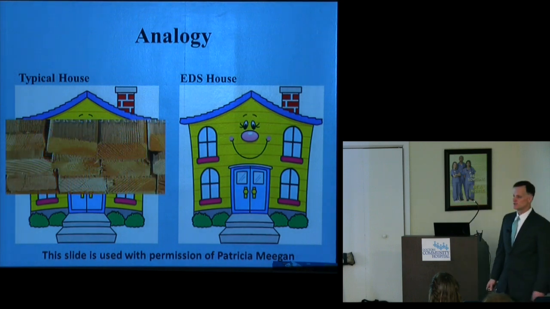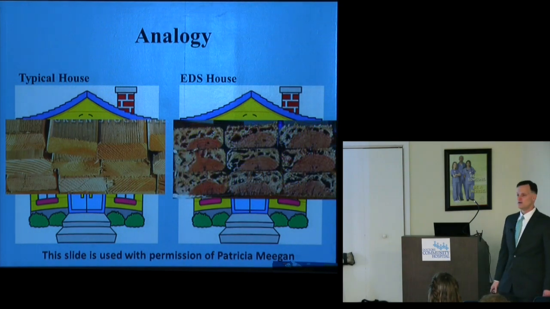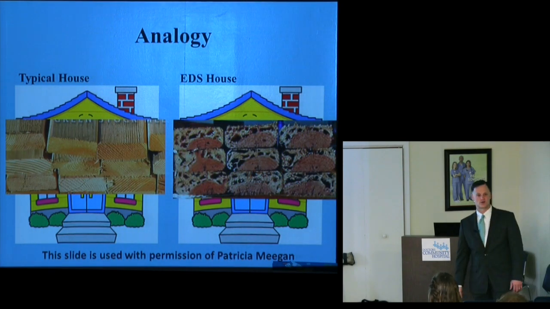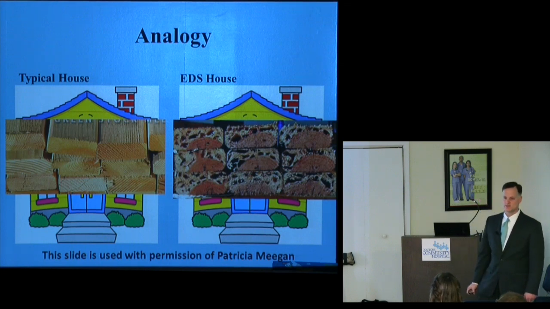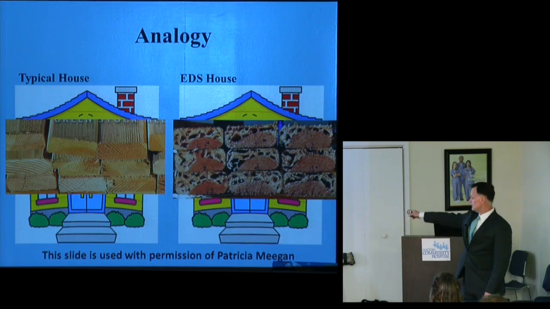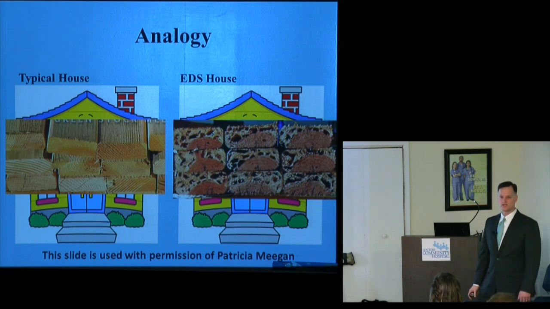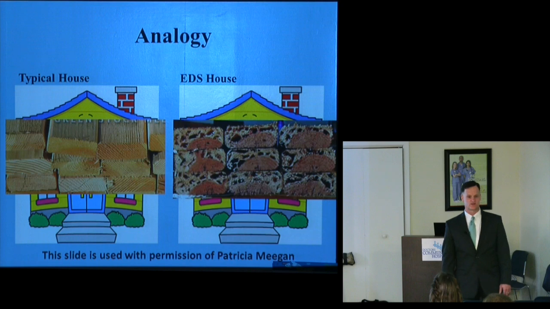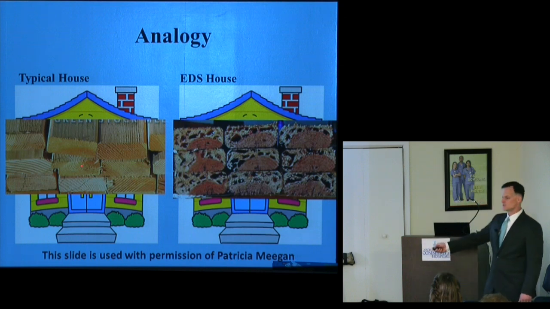Because on the house on the left, in a typical house, your house is built with excellent 2x4s, 2x6s, and 2x8s. And they're lined up 16 on center. In patients with connective tissue disorders, their houses are not lined up at 16 on center. It's termite infested. You have weakened collagen and weakened ligaments. And you can see them there as well. So your foundation of your body is not very stable, unlike this house here.